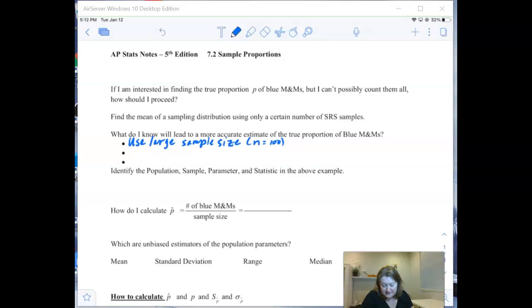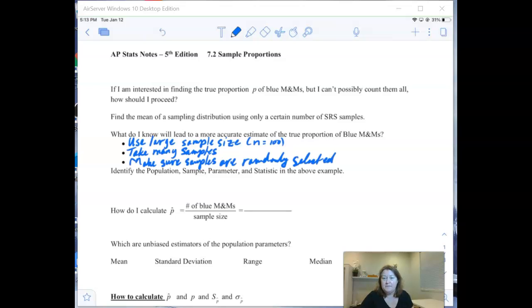Okay, the other thing we want to do is take many, many samples. We're not going to be able to do an entire sampling distribution for this, so the best thing we could do is just take many, many, many samples. And then the last thing we want to do is make sure those samples are randomly selected.